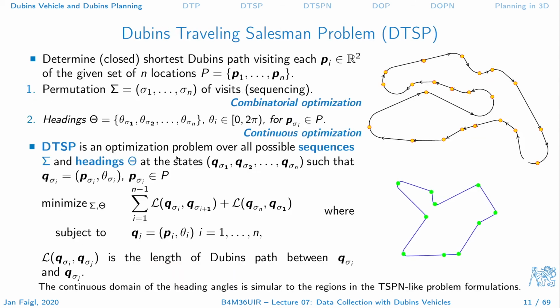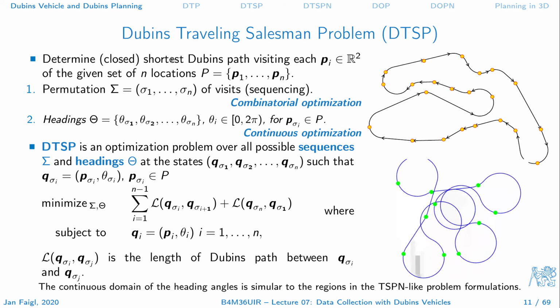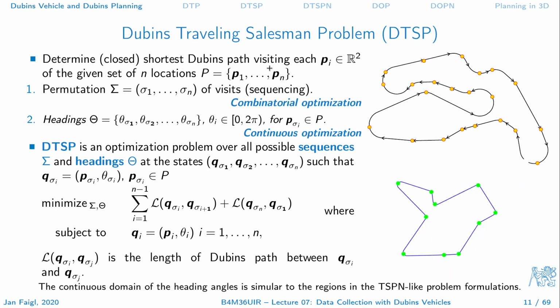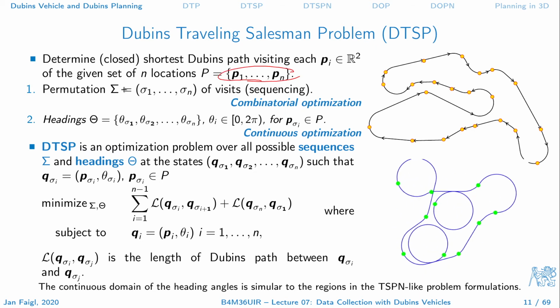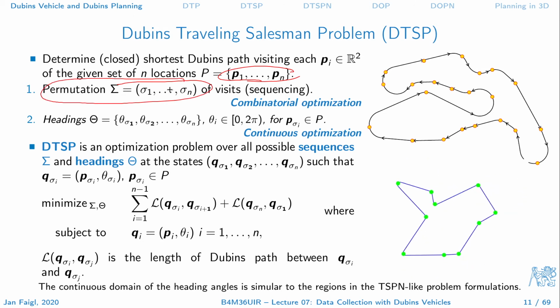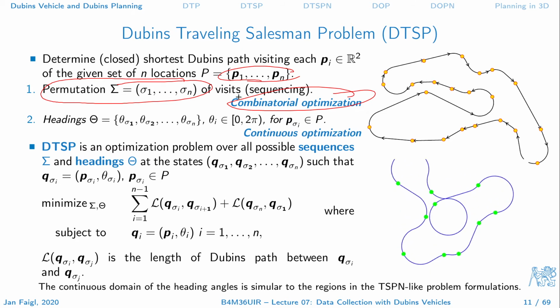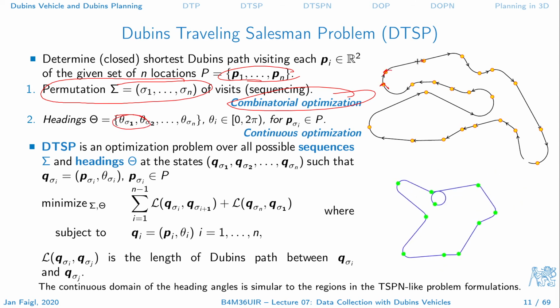What is the Dubins traveling salesman problem? Similarly to the traveling salesman problem, we are looking for the closed, shortest, this time Dubins path visiting each location. So we have n locations. We don't have prescribed headings, but we still need to determine the optimal sequence, how to visit this. This is the combinatorial optimization problem. But to determine the Dubins path and to ensure that it is the shortest one, we also need to determine the optimal headings. So for each location, we need to determine the heading angle. And that's the continuous optimization problem.